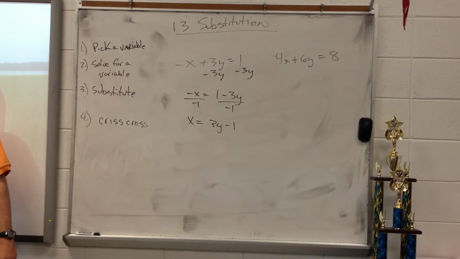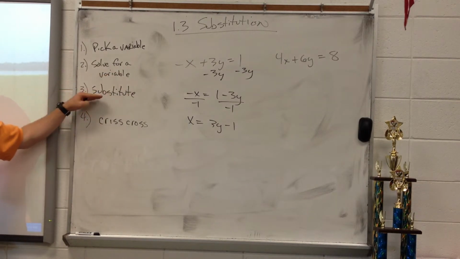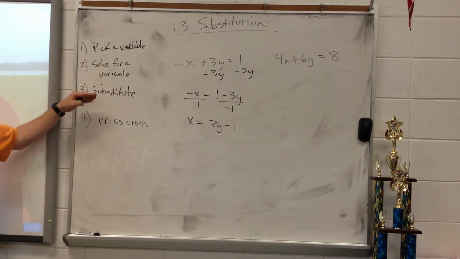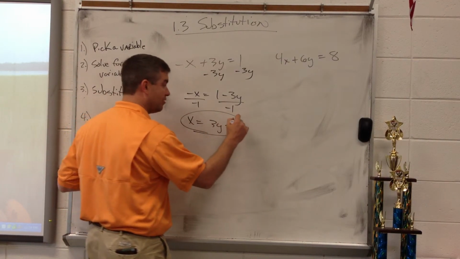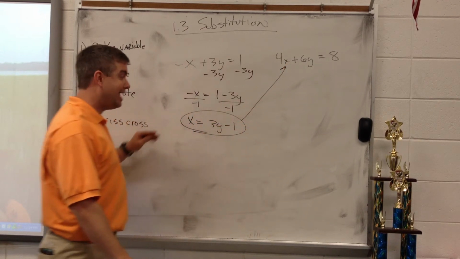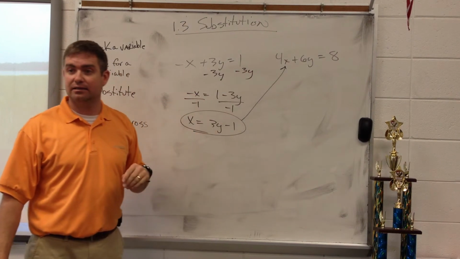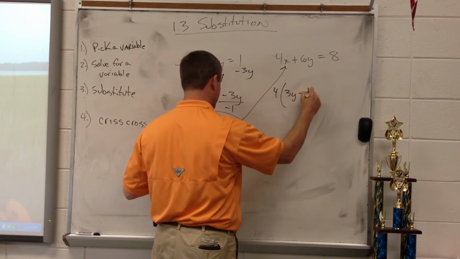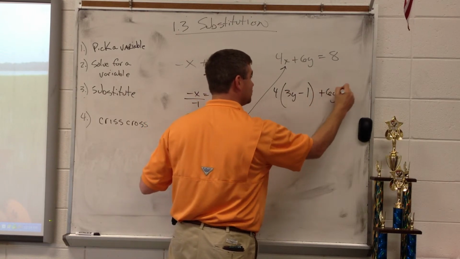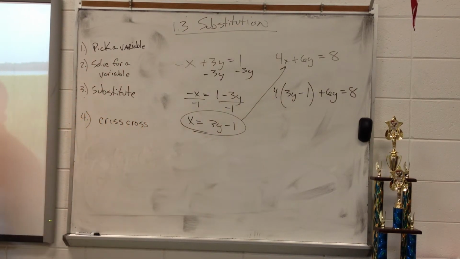Now what's step number 3 here? I've solved for a variable. I got x by itself. What do I do? Substitute. And it helps if you draw the arrows. Circle this and draw that arrow. Where is it going? It's going right there. X equals. Where do I plug it in? I plug it in over here on this side. 4 parentheses 3y minus 1 parentheses plus 6y is equal to 8. Now you take it from there. Finish it out. I've given you a real good start.